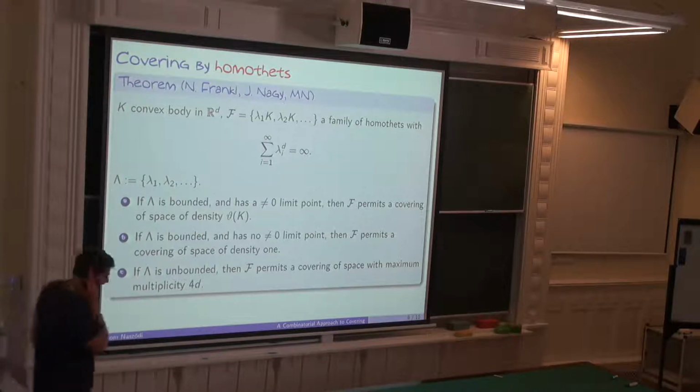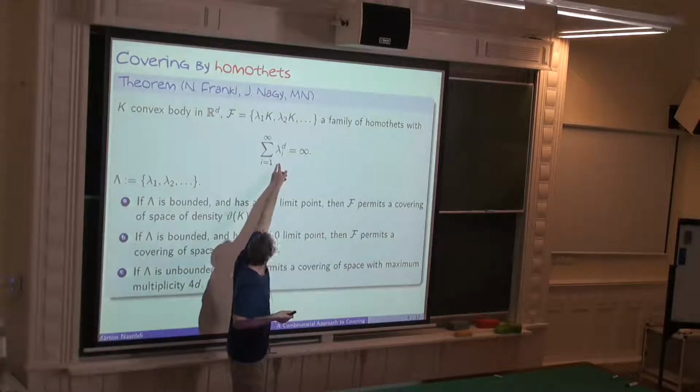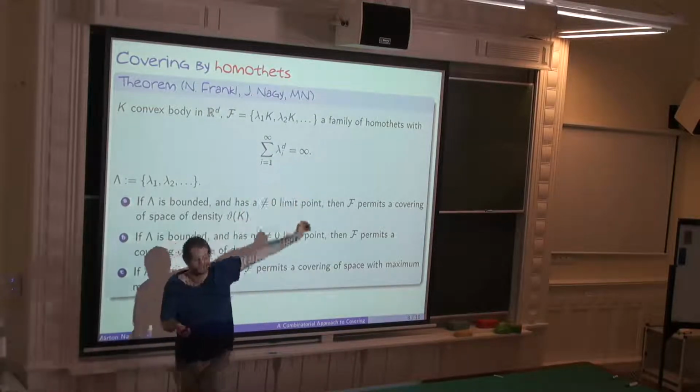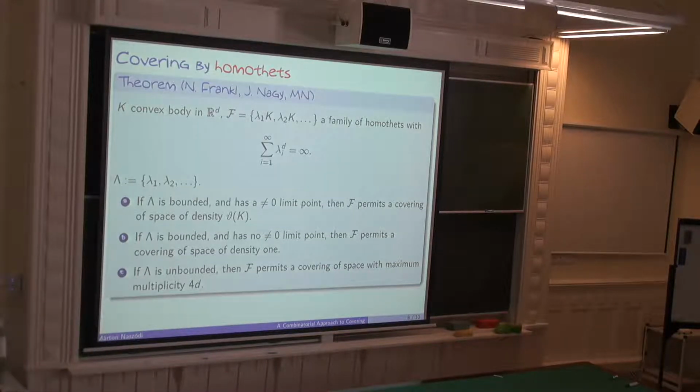And the question is, are there translation vectors such that this family with those translations will cover space? And an obvious necessary condition for them to cover space is that the total volume has to be infinite, right? So that's a condition. But then the question is, is it sufficient? And if so, then how well can you cover space? How well can you choose your translation vectors? What's the density that you can reach?